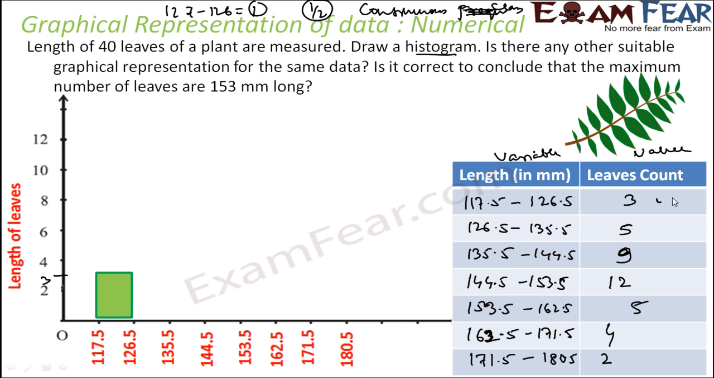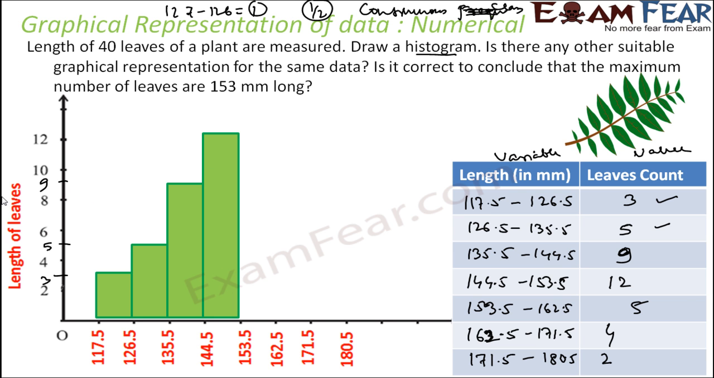Then the next is of length 5, 126.5 to 135.5, so length is 5. Now length is 9 for 135.5 to 144.5, this length is 9. Similarly, 12 length for 144.5 to 153.5. Then 5 length for 153.5 to 162.5, same length 5. Then 162.5 to 171.5, 4 length. And then 171.5 to 180.5, we'll draw a bar of length 2.